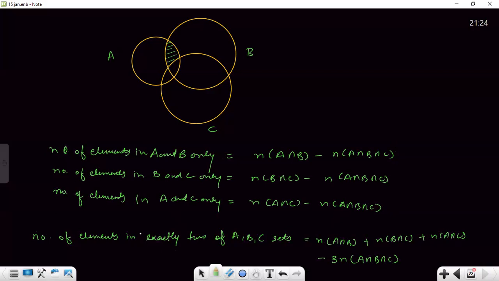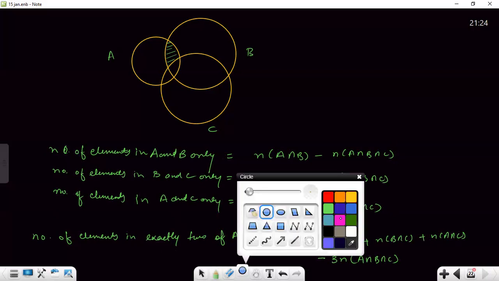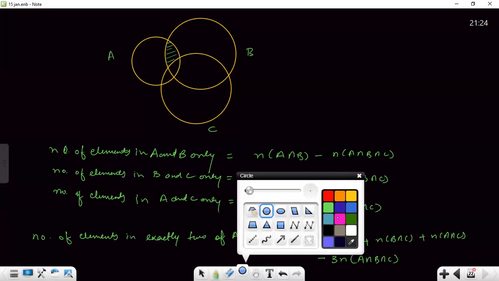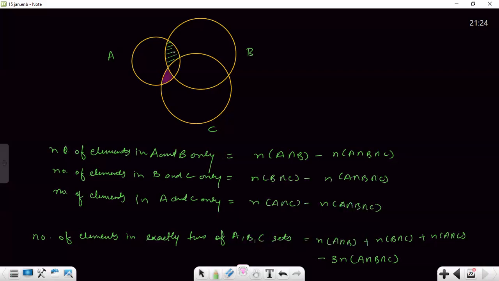So now what we have written is, let me color it with pink. This, and this, this. This is the area that we are referring to here. Is that clear? Any doubt? No, sir.